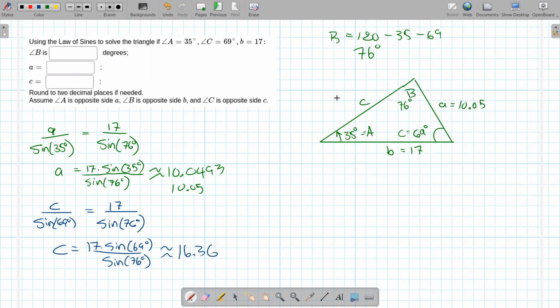And let's think about the picture here. Does that seem a reasonable side length? Well, it's definitely bigger than side A. Should it be smaller than side B? Well, angle B has the biggest angle, so side B should be the biggest side. Angle C is the intermediate angle here, so it should have the intermediate side length. And angle A is the smallest angle, so it should have the smallest side length. And my picture does have that. Those seem like reasonable numbers.